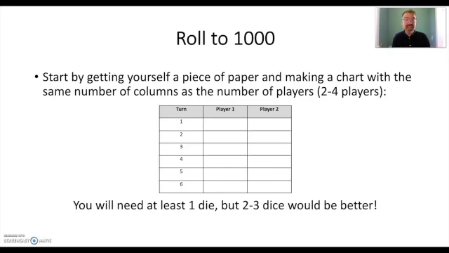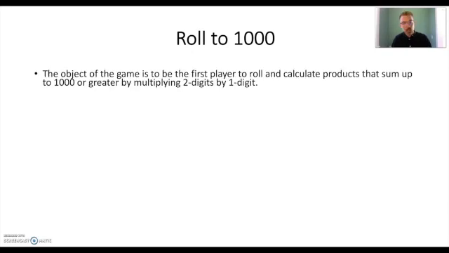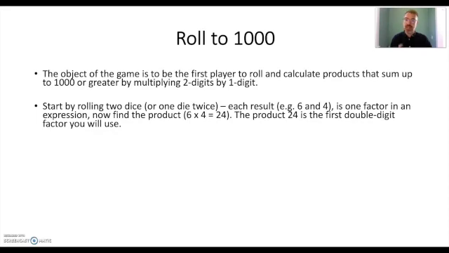Okay, to play this game, you're going to need at least 1 die, but 2 to 3 dice would really be better. So, the object of the game is to be the first player to roll and calculate products that sum up to 1,000 or greater by multiplying 2 digits by 1 digit. Here's how you do that. You start by rolling 2 dice, or 1 die twice. And each result, for example, if I rolled 2 dice and I end up with a 6 and a 4, each of those is 1 factor in an expression. And now you have to find the product.